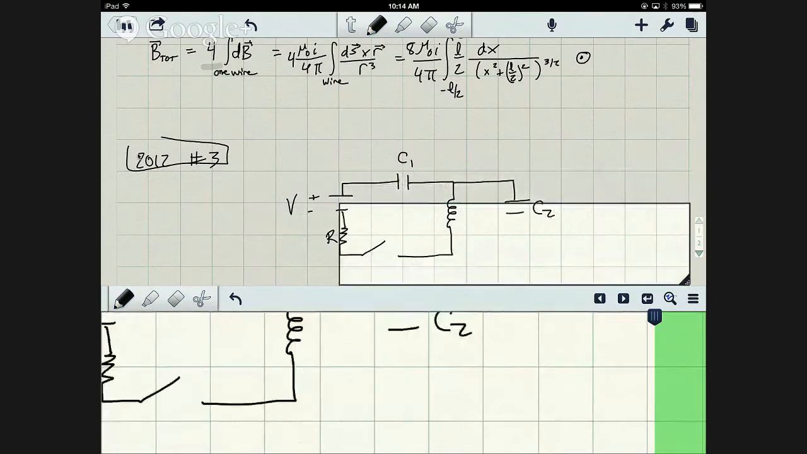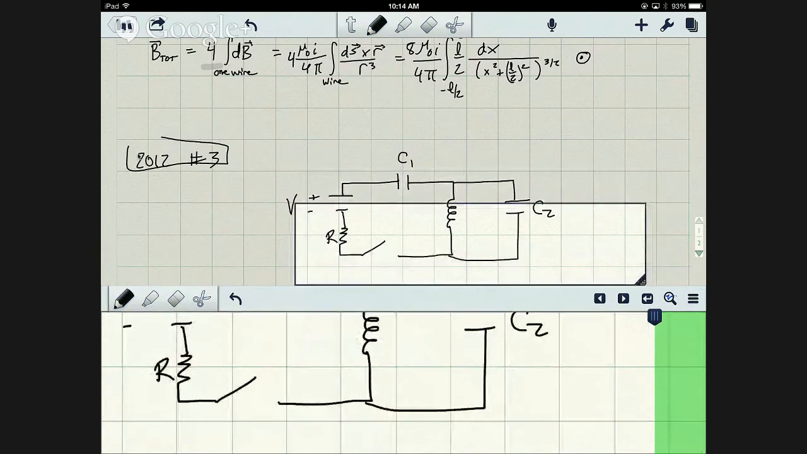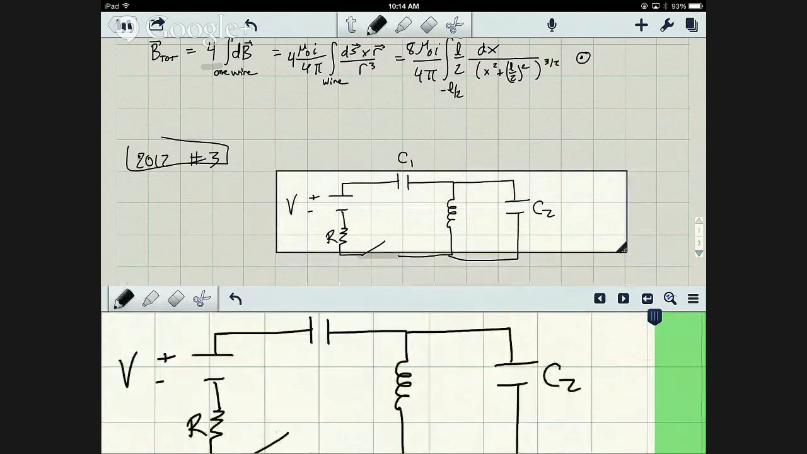Okay. And what are we asked for? We are asked, in the circuit below, it's been closed for a long time, find the current through the resistor and the charges on the capacitors. All right. So let's say the switch has been closed for a long time. What are the charges on each of these capacitors? What is the current through the resistor?